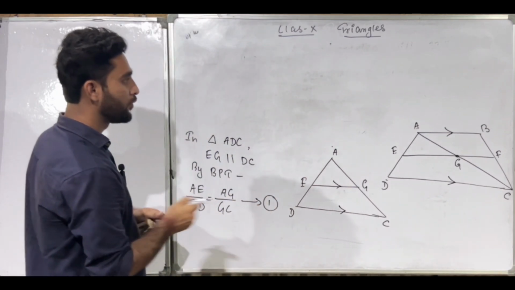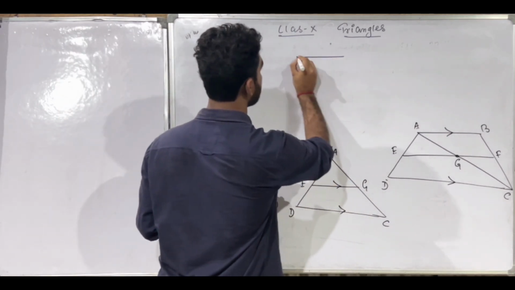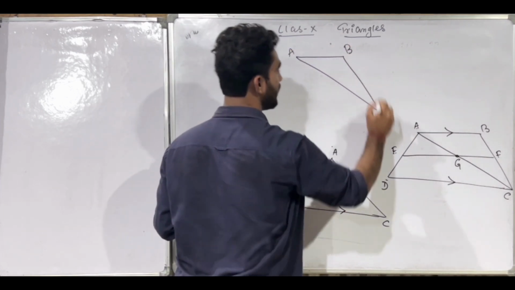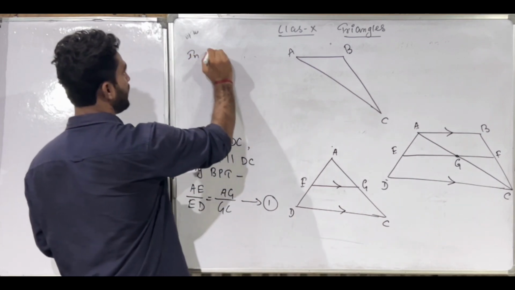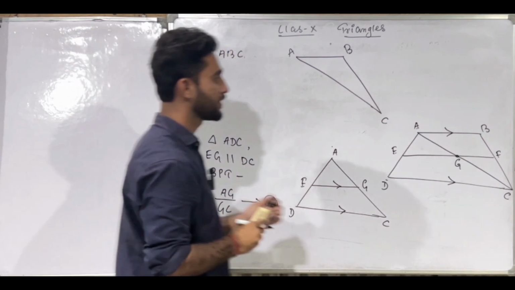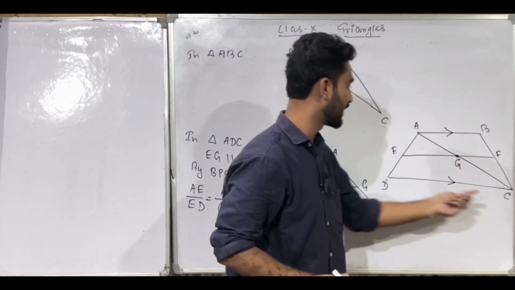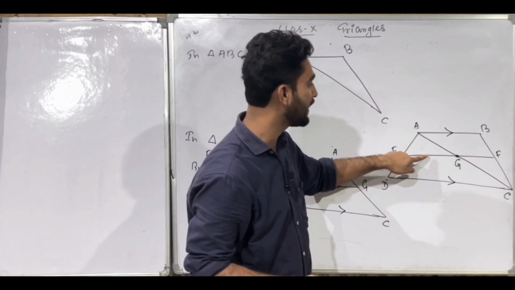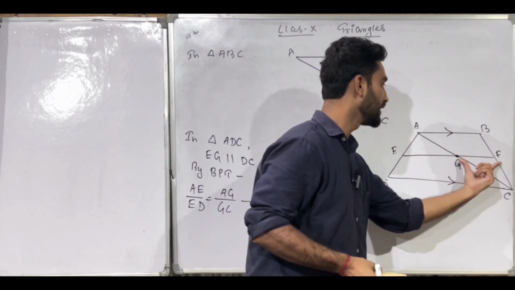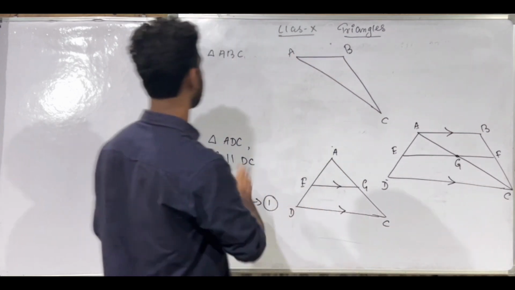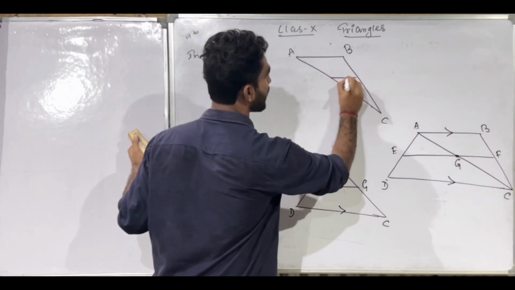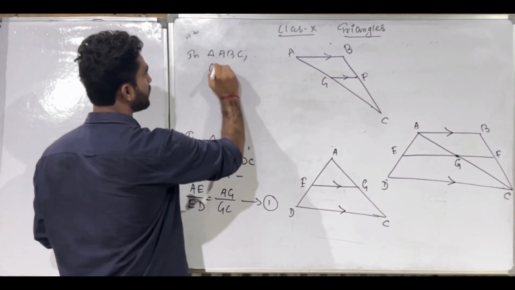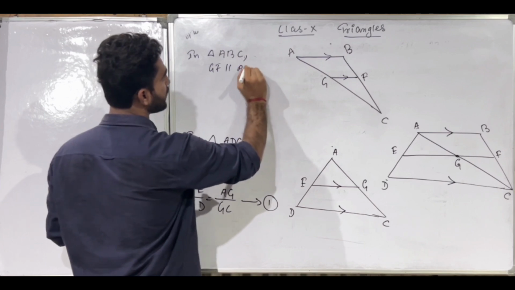Now we can see another triangle, this triangle is ABC. So in this triangle ABC, in the question it is given this EF is parallel to AB. So if EF is parallel to AB, we can say GF is also parallel to AB. In this triangle, this one is G, this one is F.